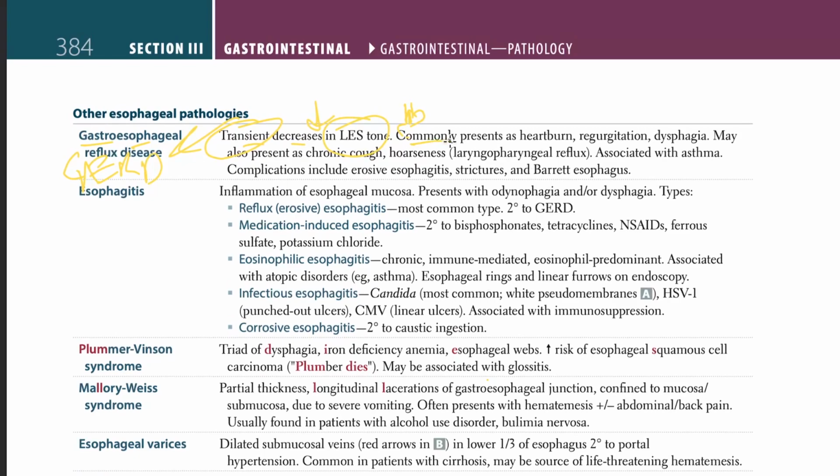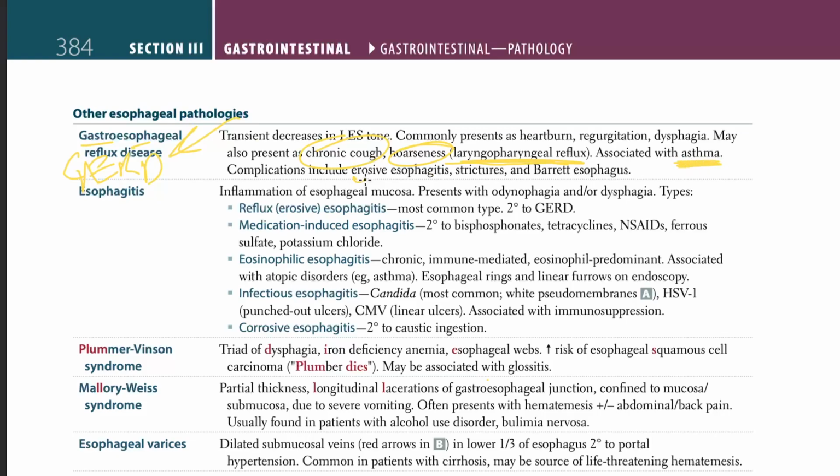Commonly presented as heartburn, regurgitation, dysphagia. May also present as chronic cough. Very important, chronic cough. Hoarseness, laryngopharyngeal reflux, associated with asthma.